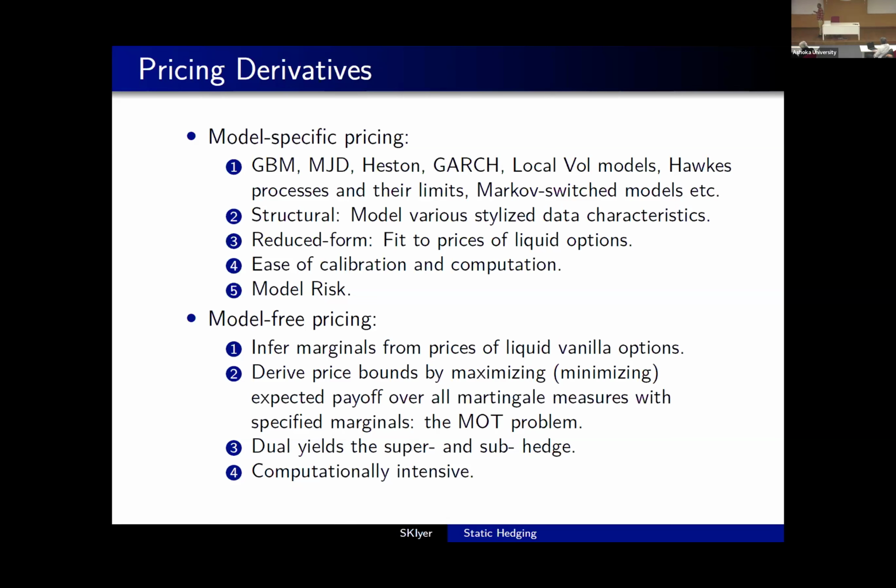So this is model independent, and you are simply using the price of these liquid options that you see in the market. And this leads to what is called the martingale optimal transport problem. And there's been several recent work in this area. The dual of this problem leads to what is the super or the sub hedge for the derivative. Now, of course, this is computationally quite intensive, and since this is an optimization audience, there are many challenges that we are facing with regard to carrying out some of these numerical experiments, and we would be very happy to discuss with experts here on how to go about doing some of these numerical calculations.